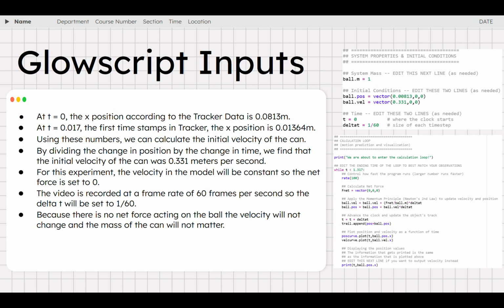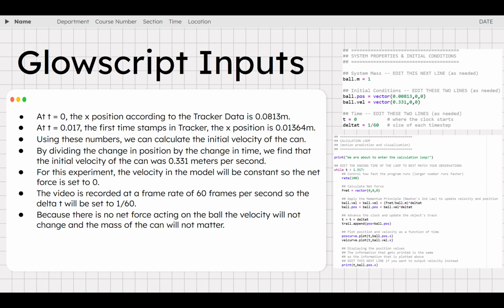GlowScript inputs. So at t equals 0, the X position according to Tracker data was 0.01813 meters, and at t equals 0.017, the first timestamp in Tracker, the X position was 0.01364 meters. So using these numbers, we can calculate the initial velocity of the can by dividing the change in position by the change in time. We find that the initial velocity of the can was 0.331 meters per second.